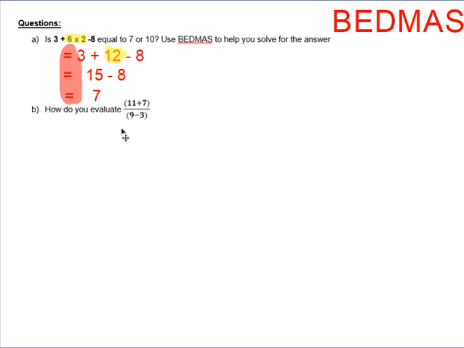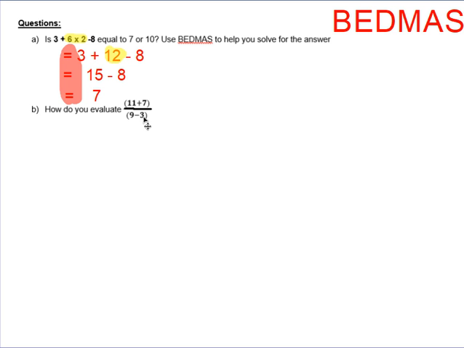Question B, it looks a little strange. We haven't really come across something like this. How do you evaluate this? We've got 11 plus 7 on the top and then 9 minus 3 at the bottom. And there's a line between those two mathematical statements. And that line really means division, okay? Not because it divides the two, but because it's almost like a fraction at this point.